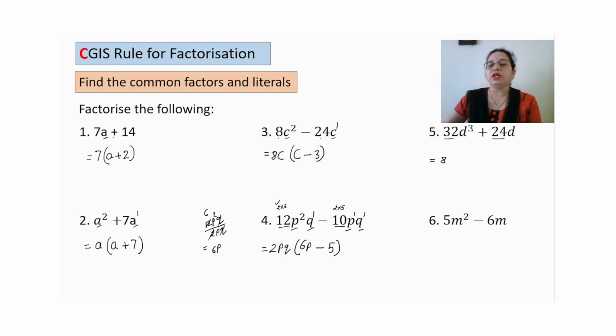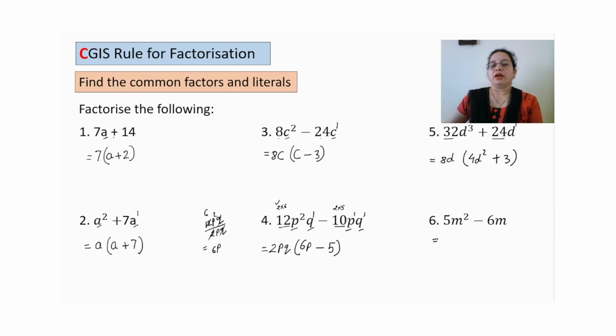Now here power is d cube and only d, so we will take d common. So now what is left inside the bracket? 8 4s are 32, and out of d cube, one d we have already written. So what is left here? d square plus 8 3s are 24, and this d already we have taken common. So the factors will be 8d and in bracket 4d square plus 3.